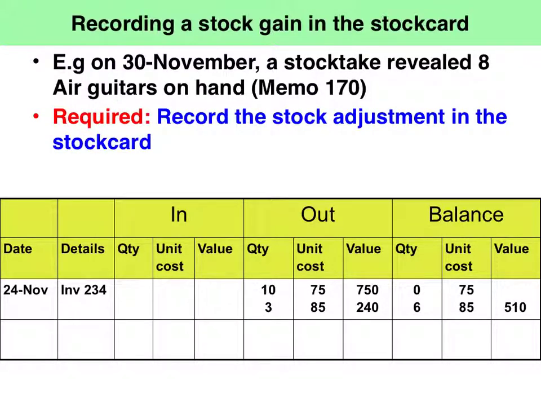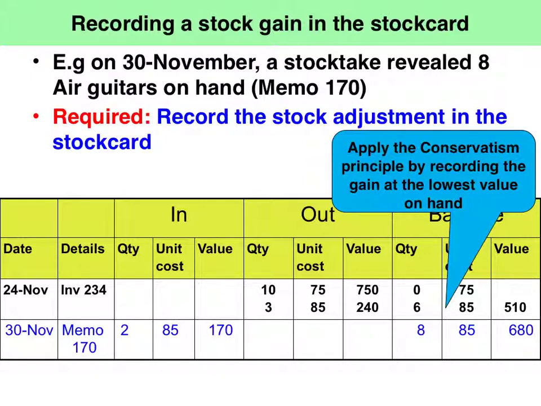So let's deal with a stock gain. Stock records show 6 units on hand. The stock take reveals 8 units on hand. So we've got a gain of 2 units here. Now the Conservatism Principle states that we record the gain based on the lowest value on hand. We only have one value on hand in this case, $85 per unit.